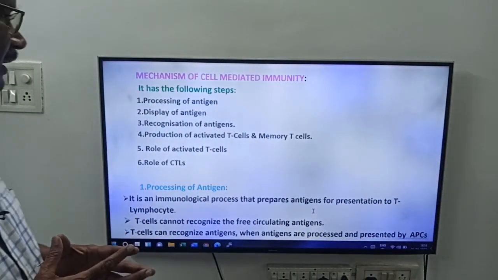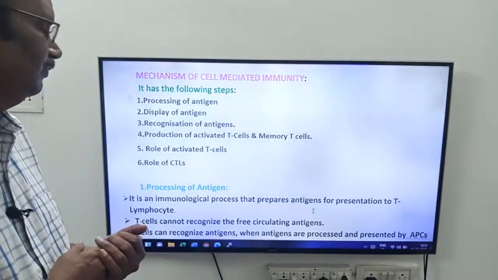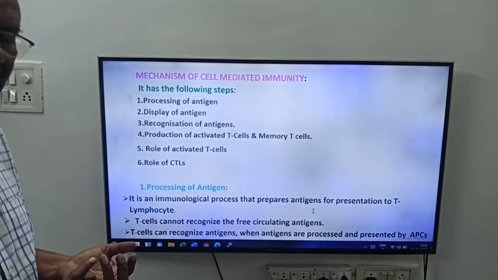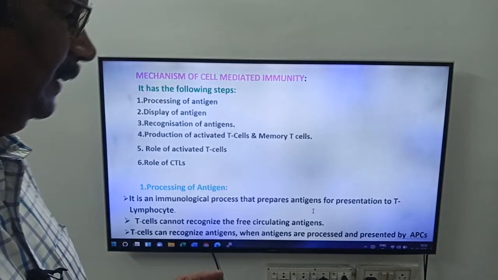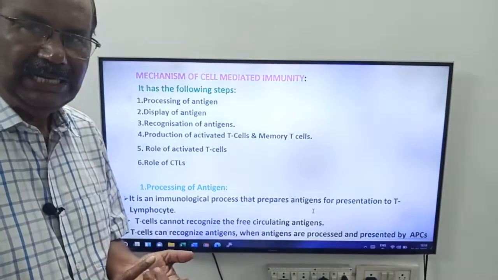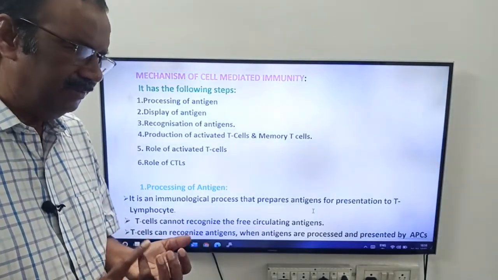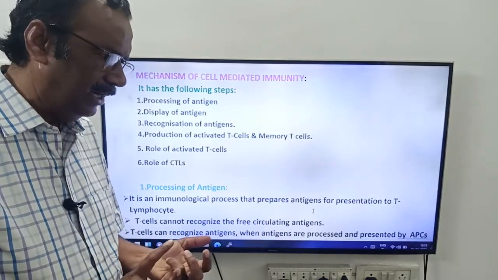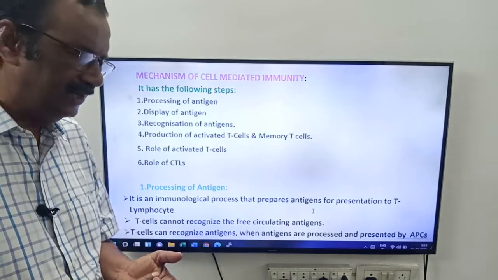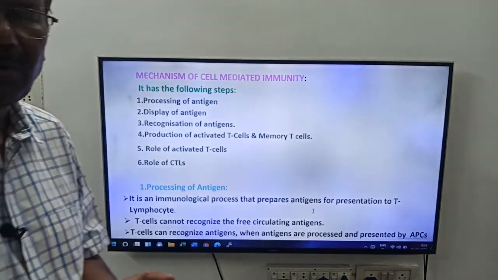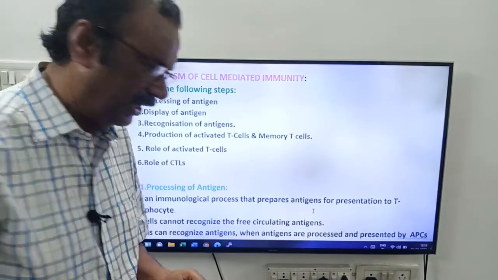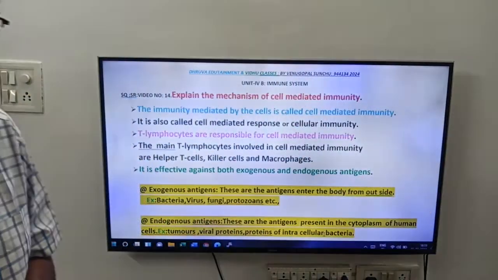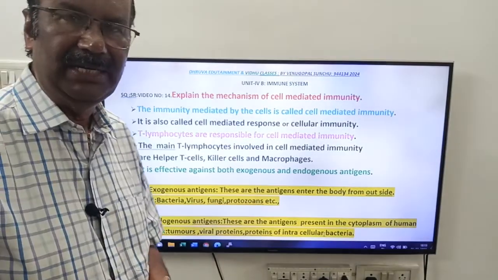Once again, friends, you see the mechanism of cell-mediated immunity. It has the following steps. Number 1, processing of antigen. Number 2, display of antigen. Number 3, recognition of antigens. Number 4, production of activated T cells and memory cells. Number 5, role of activated T cells. Number 6, role of cytotoxic T lymphocytes. Okay, friends? This is about cell-mediated immunity.